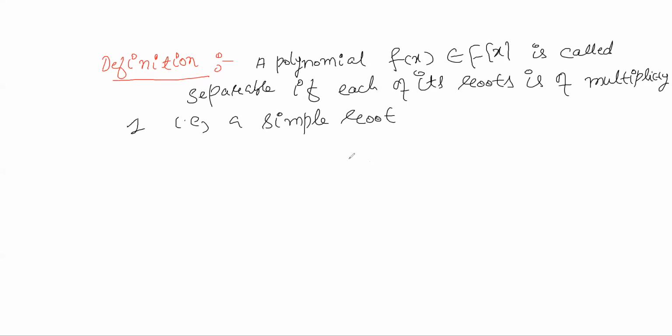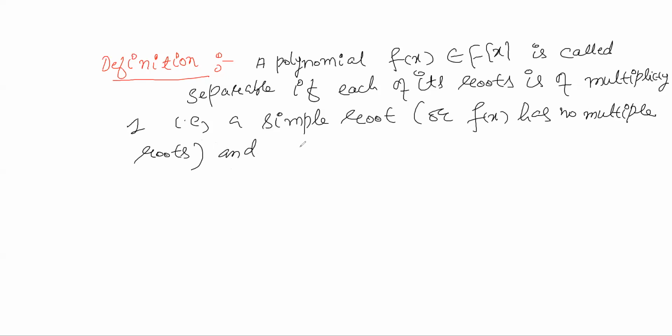In other words, you can say that f(x) has no multiple roots. Multiple roots means repeated roots, or roots with multiplicity bigger than 1. So if a polynomial has no multiple roots, then we call this polynomial a separable polynomial, and inseparable otherwise.